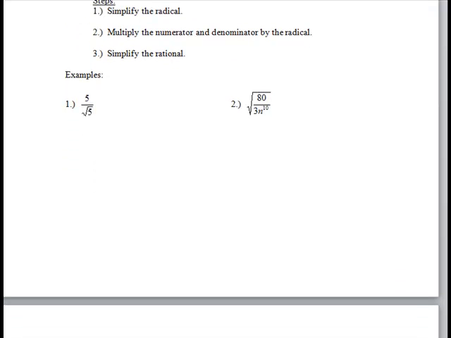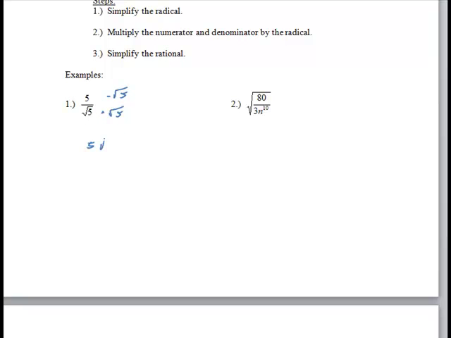So if you look at example 1, 5 over the square root of 5, of course there's no simplifying to do whatsoever as far as the order of operations, other than now we know we cannot leave a radical in the denominator. So there's only one term down there, more specifically a square root. The way we rationalize a square root when there's only one term in the denominator is we simply multiply the numerator and denominator by that radical, square root of 5 in this case.